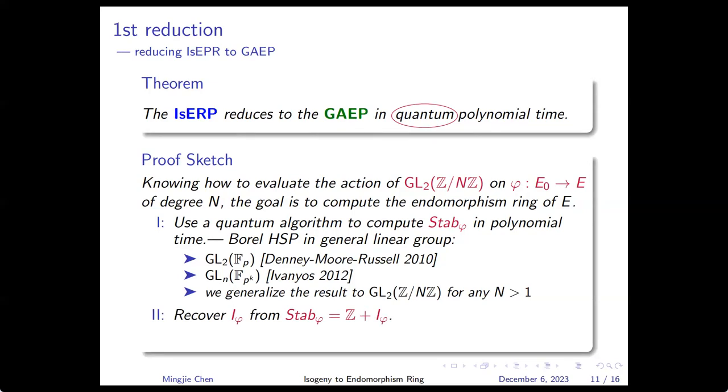Once we have the stabilizer group, we can recover the ideal corresponding to the isogeny phi. And as I said when I introduced the Deuring correspondence, the endomorphism ring of E is isomorphic to the right order of this ideal, so we are done. So that's how we achieve this quantum reduction.